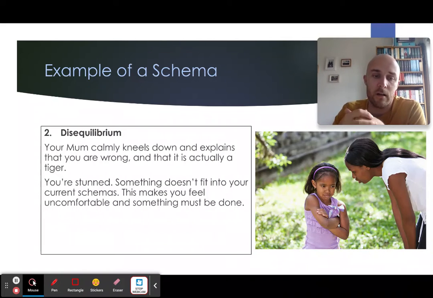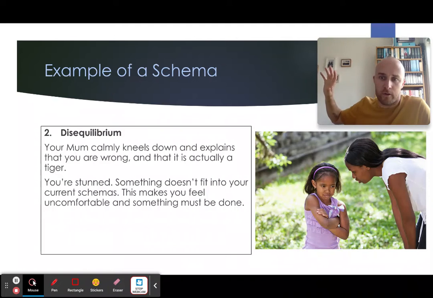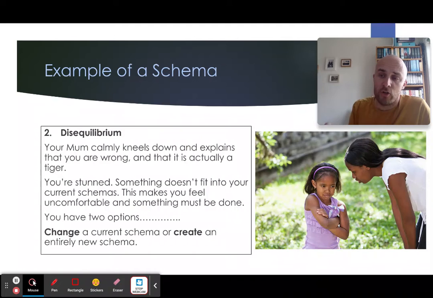And we enter something called disequilibrium. Right, equilibrium means balance. Disequilibrium means imbalance, obviously. And the reason why we enter a state of imbalance is because, oh my good Lord, there's something in our environment that does not match our schemas, and that makes us feel uncomfortable, and something's got to be done. So essentially, you have 2 options. You can either change your existing schema or create an entirely new schema. Now, why in this case, right?